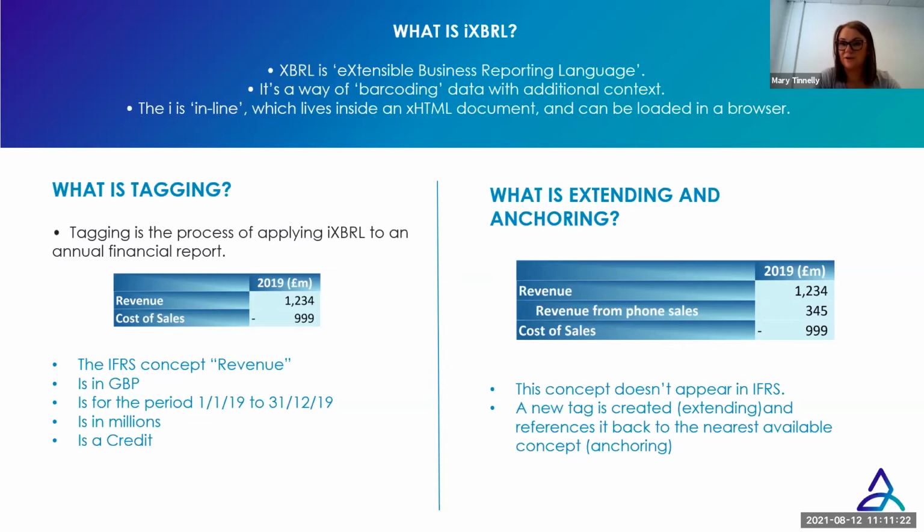We would then add the further dimensions to it, such as whether it's in GBP or euro or what currency it's in, the period it applies to, the scaling if applicable, and whether or not the value is a credit or a debit. And then we'd have to go and link that back to the nearest item in the ESEF taxonomy, which would be revenue in this example on the screen.